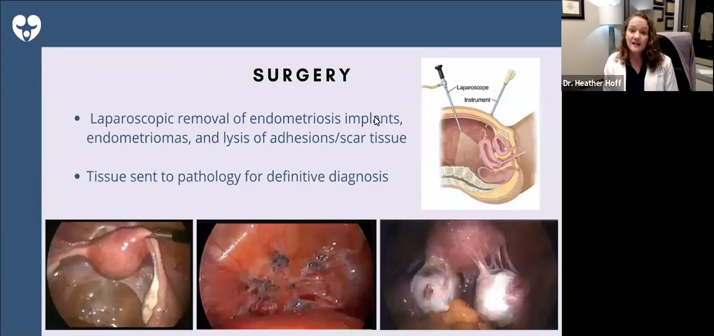So the definitive way to diagnose endometriosis is actually with surgery. So the pelvic exam and the ultrasound and sometimes even MRI can be helpful for understanding the likelihood of endometriosis, however, the definitive diagnosis is with surgery. So surgery is often done with laparoscopy. This is an outpatient procedure where there is a slender camera known as a laparoscope that's inserted at an incision near the patient's navel, and this allows us to see the pelvic organs.